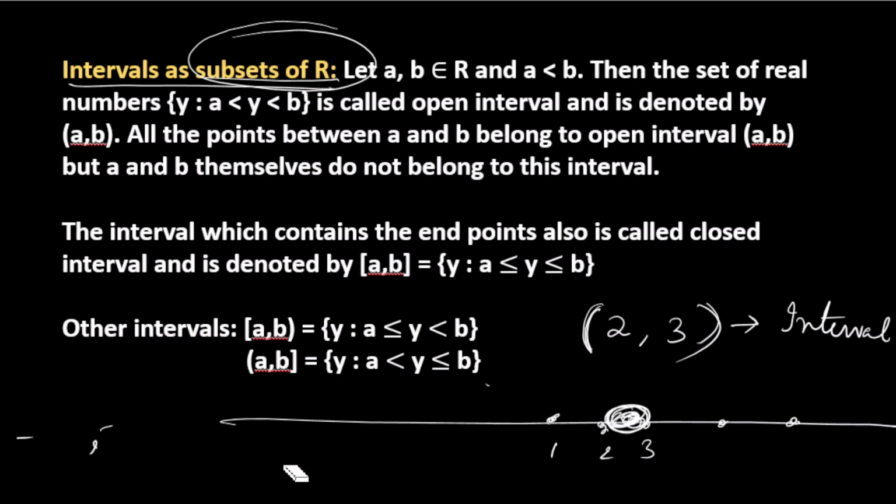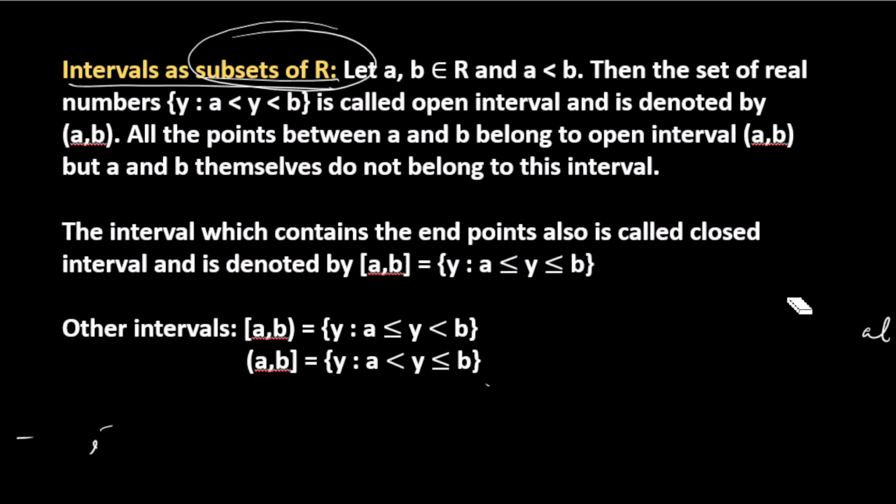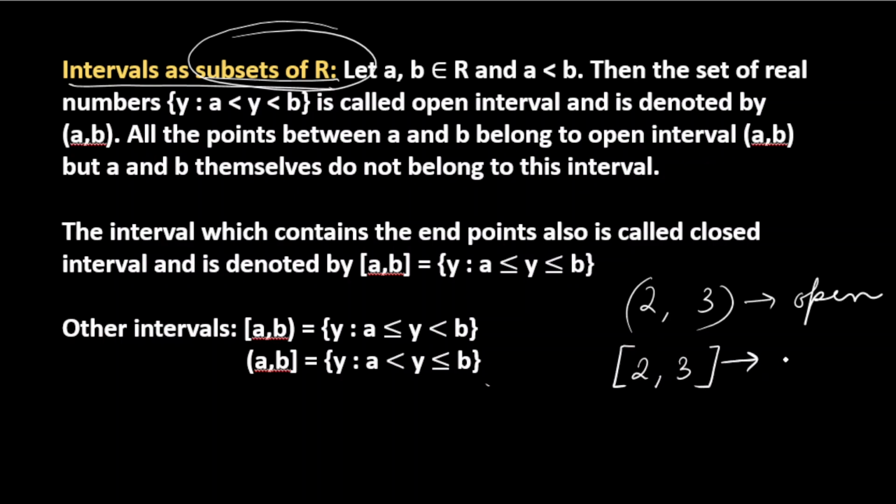Now here we'll understand one thing. When I'm writing the interval like this, (2, 3), this means open interval. In open interval, endpoints like 2 and 3 are not included. I can write the interval like this also, [2, 3]. This means closed interval. See, square brackets here I have written. So this interval is closed interval, and in closed interval 2 and 3 are also included.